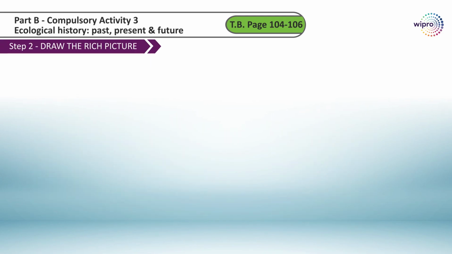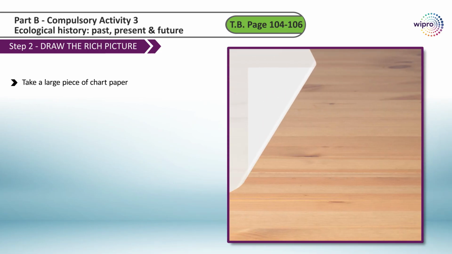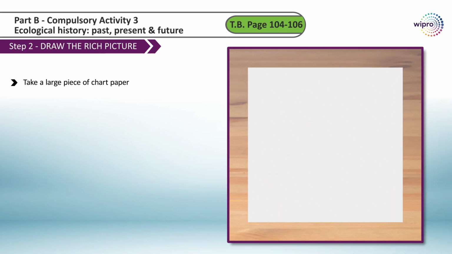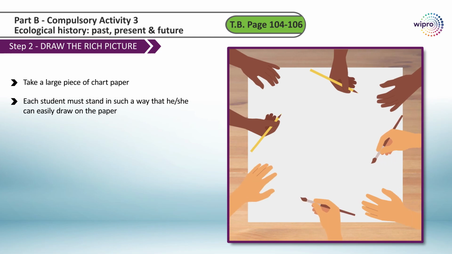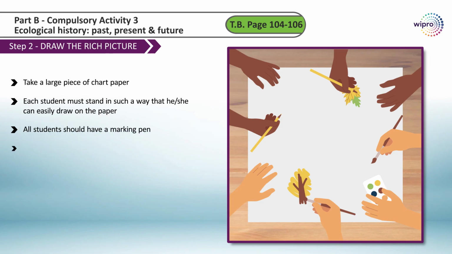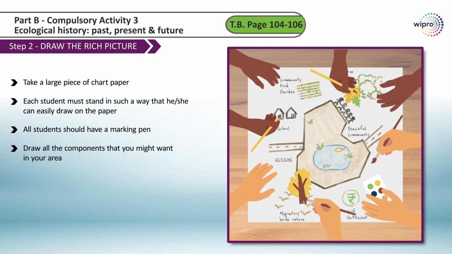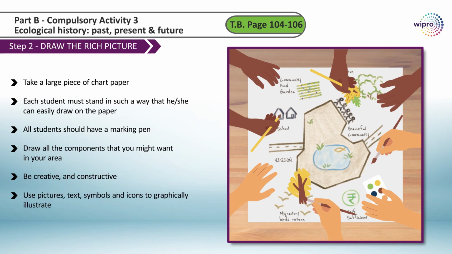Step 2. Draw the rich picture. Take a large piece of chart paper and place it on the table. Each student must stand in such a way that he or she can easily draw on the paper. All students should have a marking pen. Draw all the components that you might want in your area on the chart paper. Be creative and constructive. Use pictures, text, symbols, and icons to graphically illustrate how you would like to see your area. It is everybody's duty to take care that everybody draws.